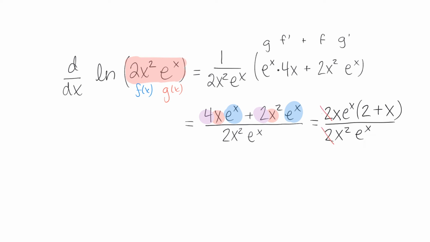So I'm going to cancel my 2. I'm going to cancel my e to the x. This x cancels, and it's just going to leave me 1. So all that we have left is 2 plus x over x. Don't let that get you. Okay, I think that's all there is to it. All right, good luck.